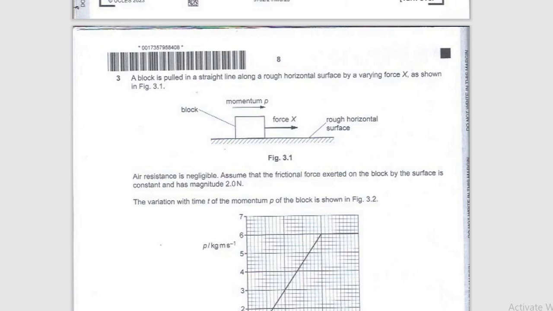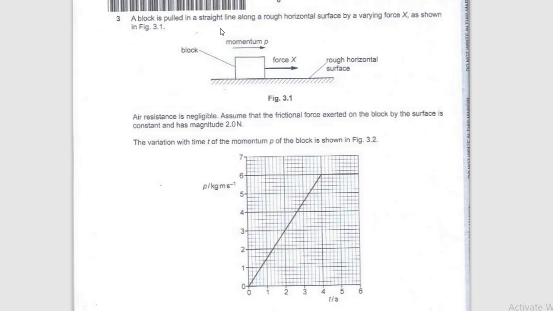Okay, let's move to question three. Question 3 looks like momentum, force, acceleration. A block is pulled in a straight line on a horizontal surface by a varying force x, as shown. Air resistance is negligible, assuming the frictional force. Oh, there's a frictional force on the block. It has a constant magnitude. See the frictional force? It's 2 newton.